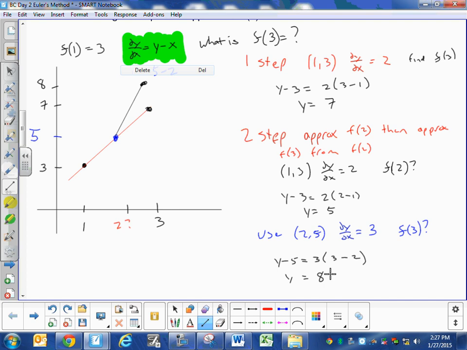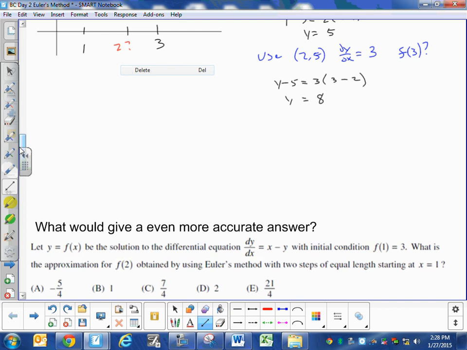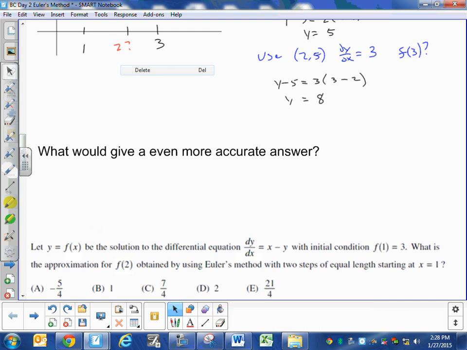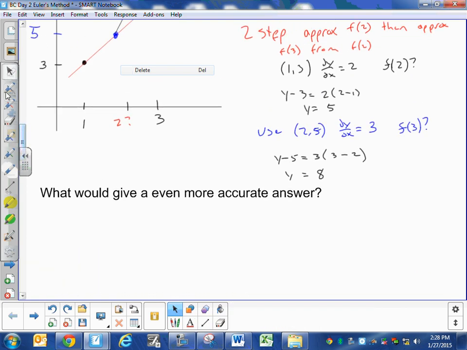Do you understand kind of the process of this? It's all just like, go one step at a time and assume that those points that we're finding are points on the actual function, and then use the derivative and assume that the derivative is going to be true at that point to work your way up to a very close approximation for whatever point we're trying to find. So instead of one straight line, we'll use two straight lines. Now, what would give us a more accurate answer? Exactly. More steps, more accuracy.